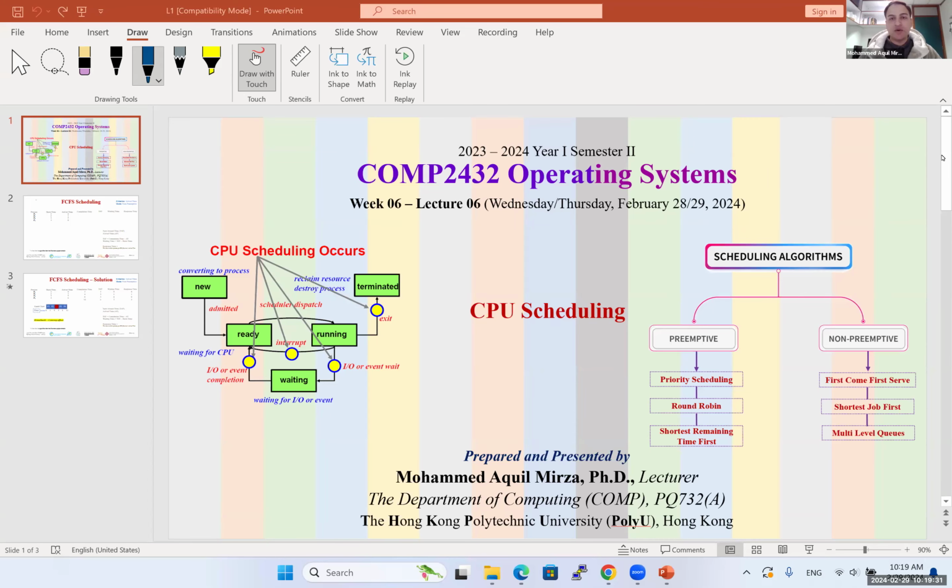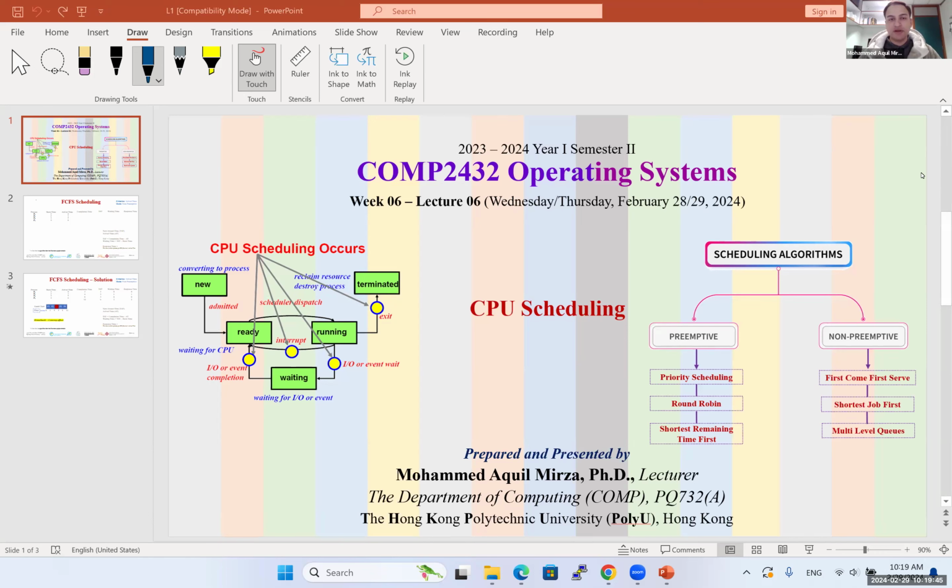So today we are going to talk about the first scheduling algorithm for the CPU, that is the first come, first serve. The first come, first serve is a non-preemptive scheduling algorithm. We are going to see some of the numericals to understand the scheduling algorithm of first come, first serve.